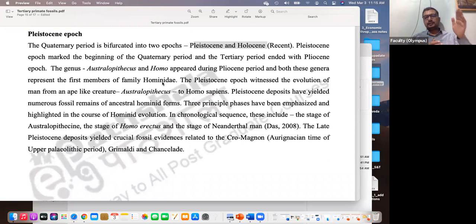What are our ancestral human evidences? And we see slowly from ape features to human features will evolve. Certain examples are given. There are much more than this in the literature, more than these that you find. But in the UPSC syllabus, only specific ones are given.